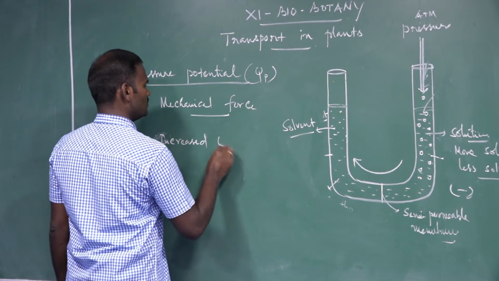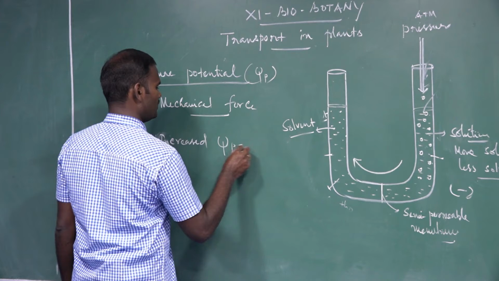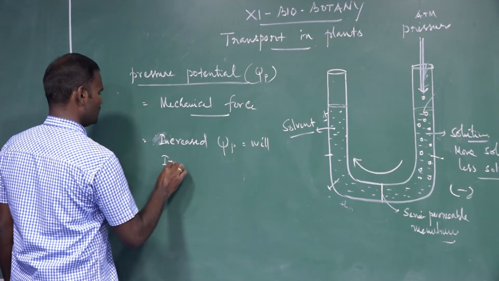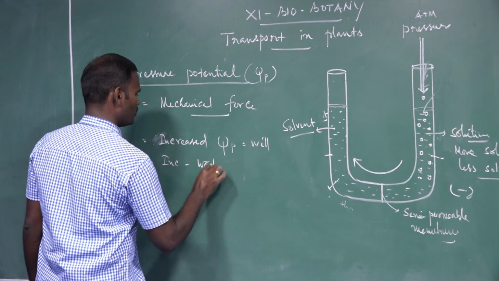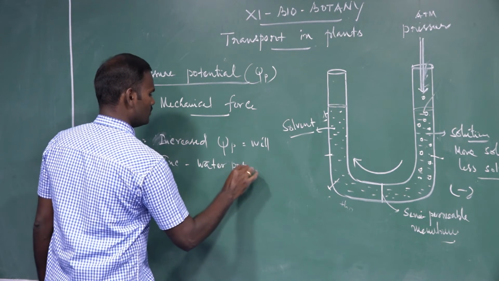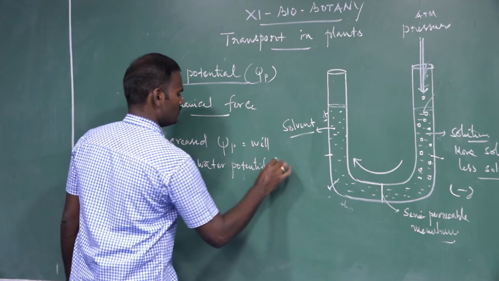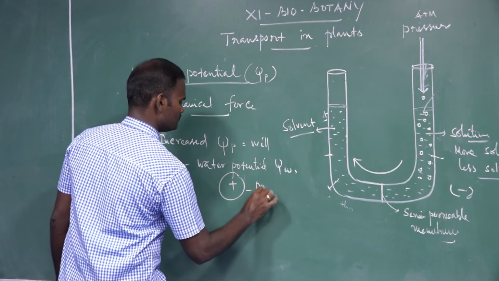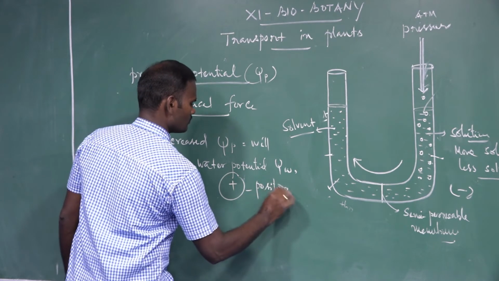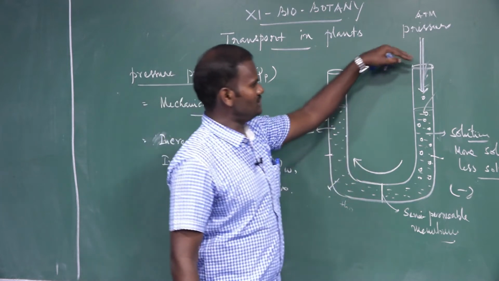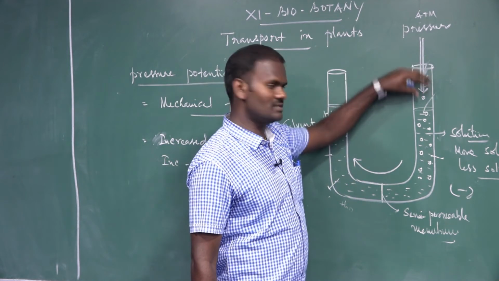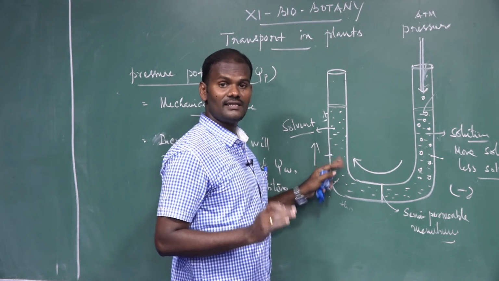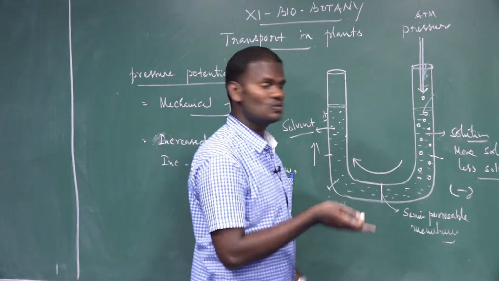Increased pressure potential will always increase water potential. So both are positive values. If atmospheric pressure is increasing, it increases the water potential. As a result, the water will enter into the cell.